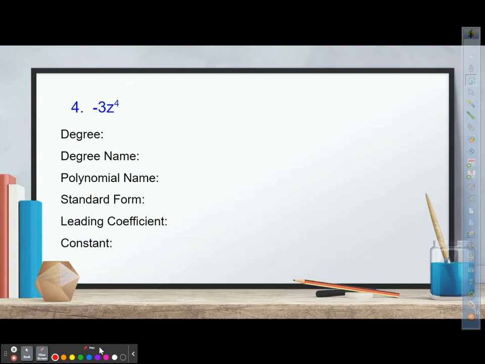Rebecca, what would you say the degree is for this polynomial? 4. And Hunter, what would be the name for a degree of 4? It's kind of like quarter, but instead of it's it. So quartic. And what about the polynomial name? That's based on the number of terms.